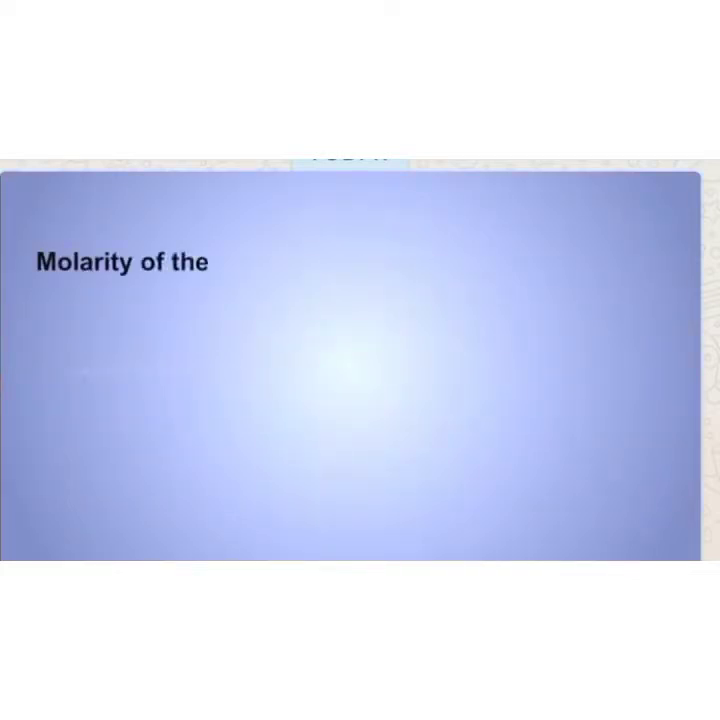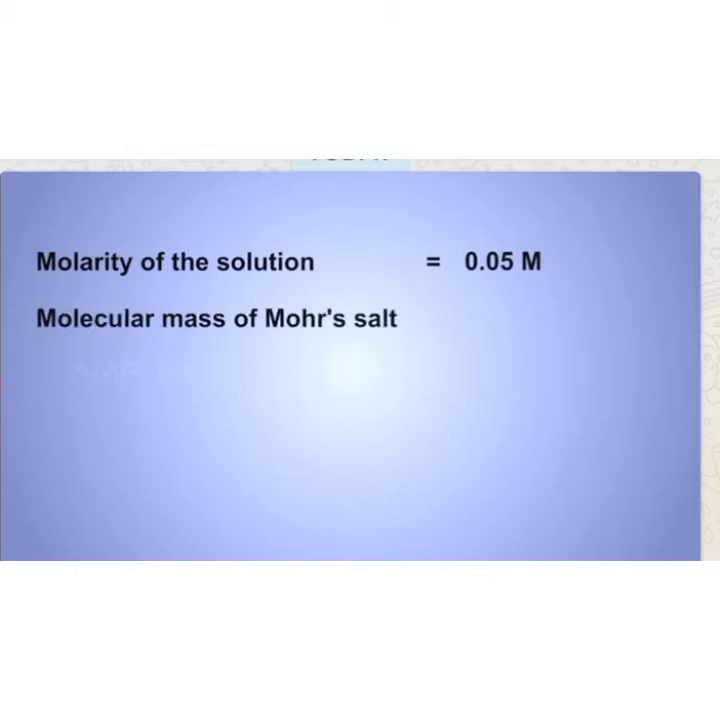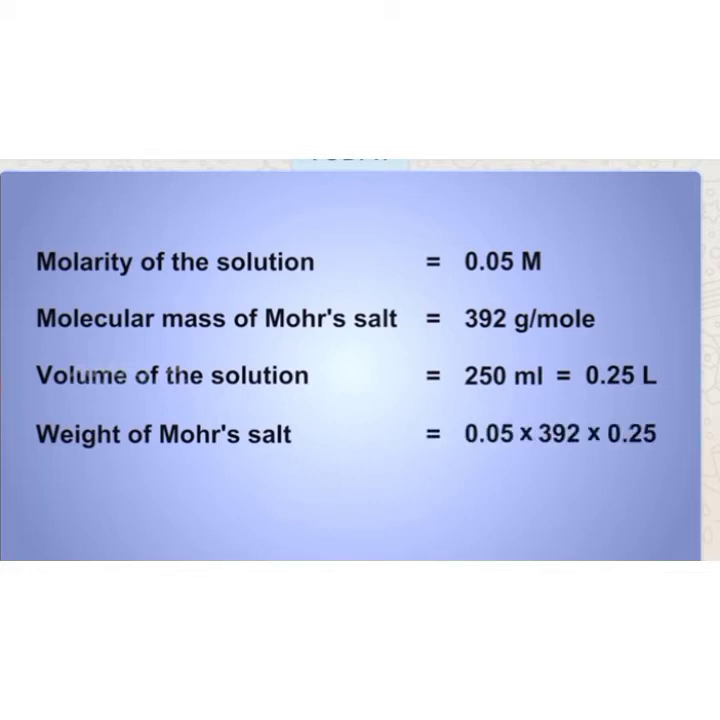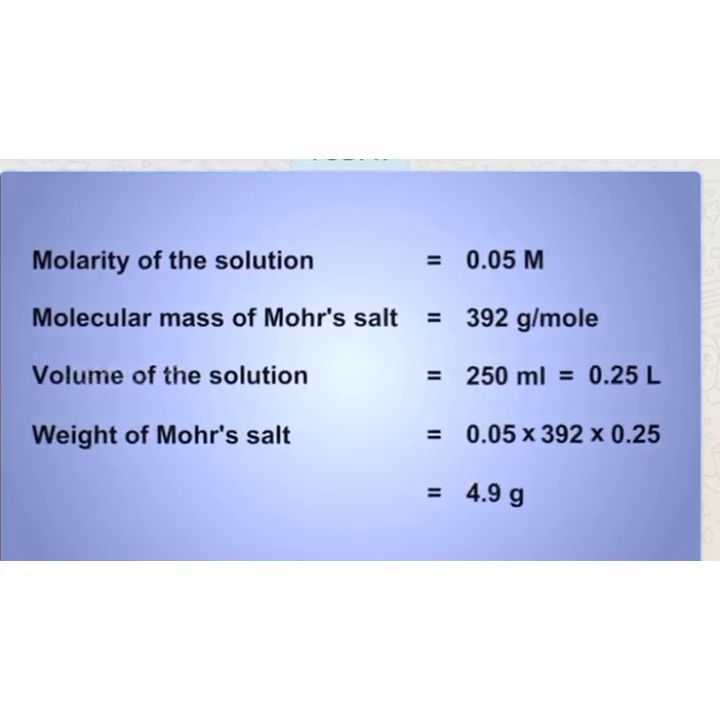Here, the molarity of the solution is 0.05 molar. Molecular mass of the solute, Morse salt, is 392 grams per mole. Volume of the solution is equal to 250 ml, that is 0.25 liters. Therefore, the weight of Morse salt required is 0.05 × 392 × 0.25 = 4.9 grams.